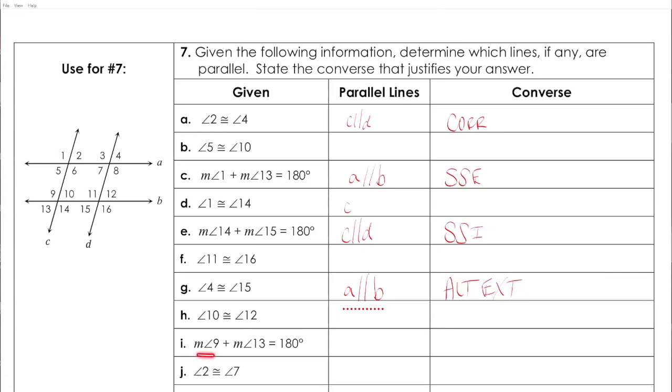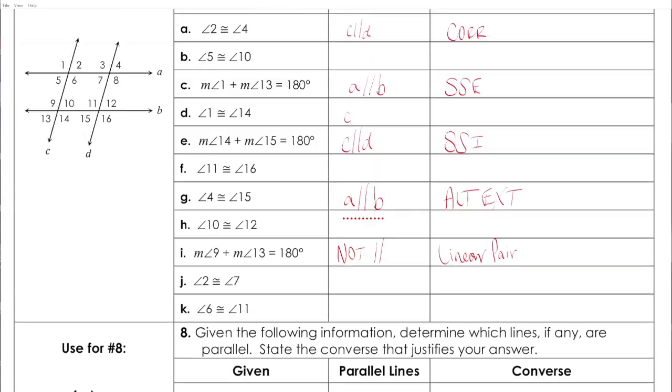Okay, so 9 and 13. Now notice they're on a single transversal and they're on a single line. So this is not a parallel relationship. This is a linear pair. And linear pairs, much like the vertical angle we saw in the last one, does not prove parallel. Maybe they are, maybe they aren't. But with the information they gave us, we do not know.